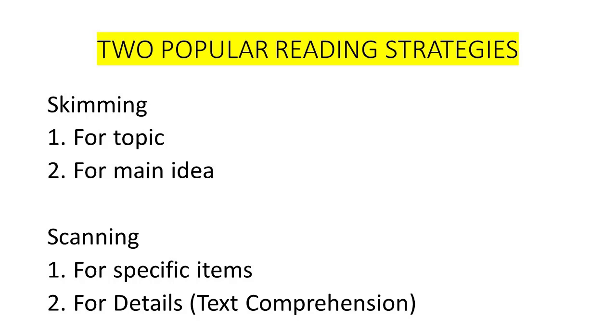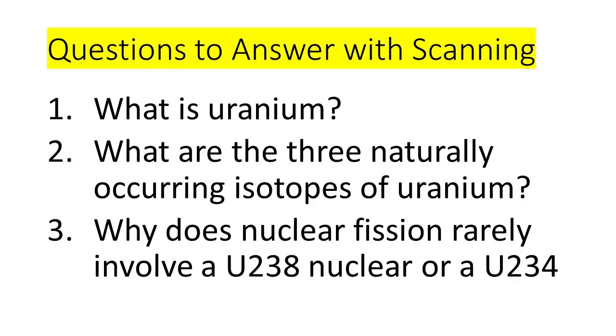So you just need to look for specifically this keyword, 3 isotopes. Okay, the next one: why does nuclear fission rarely involve a U-238 nuclear or a U-234? Okay, it should be a question mark, sorry, I forgot to put it here. So why? There must be a reason in the text.